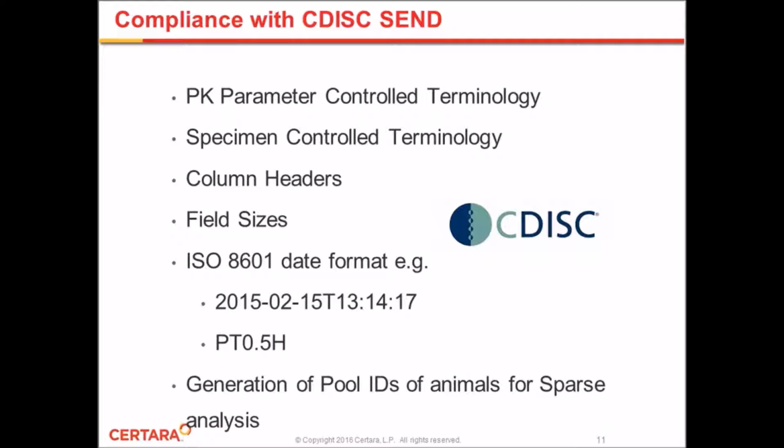And then finally, as I mentioned before, if you're doing sparse analysis, then you will need to create an additional domain to list the pool IDs for the animals used for a profile. Those are just some of the constraints you have when you're producing SEND output. As I said before, if you go to the CDISC website, you will find the SEND implementation guide that will list all the requirements you would need for generating SEND domain data. Okay, right, let's move on.